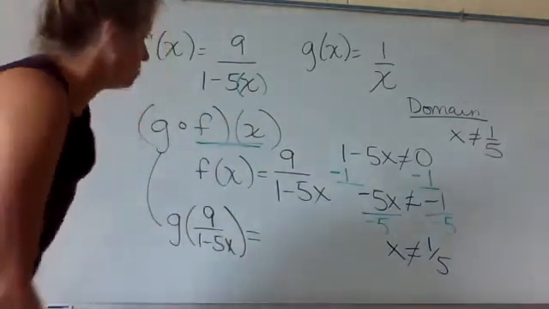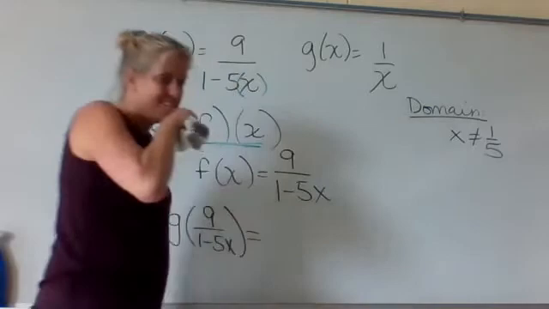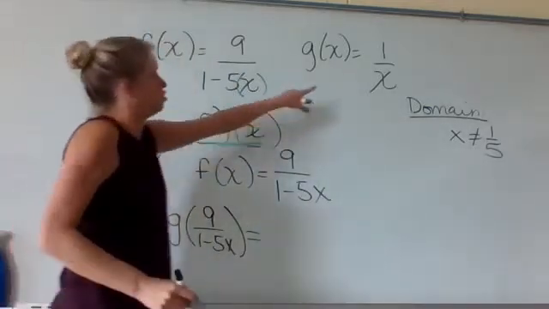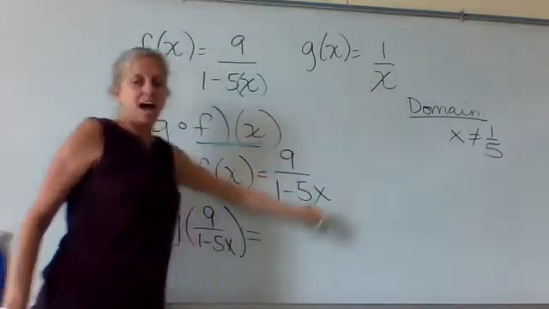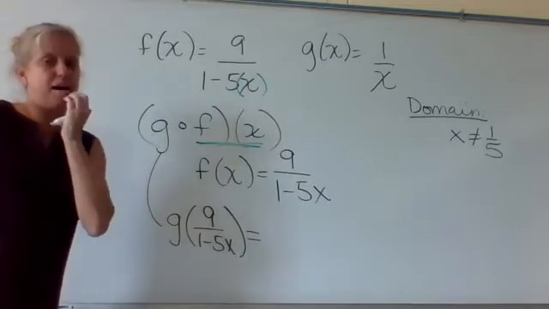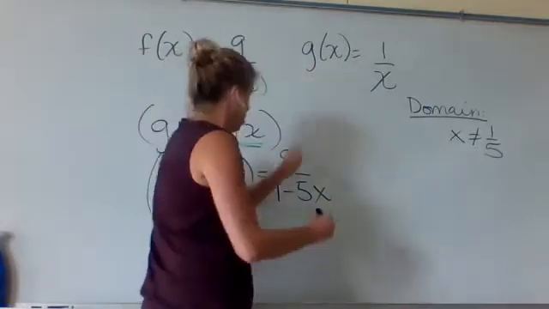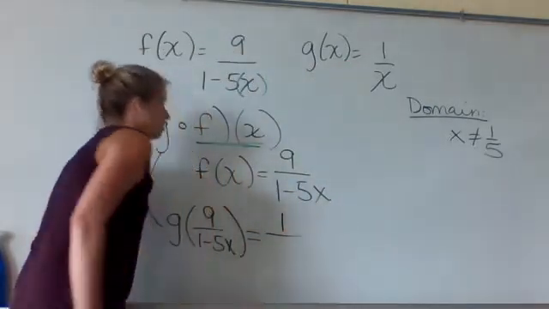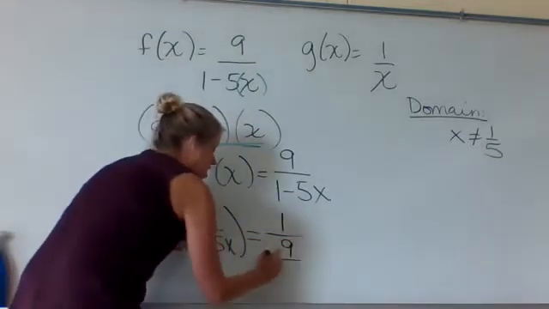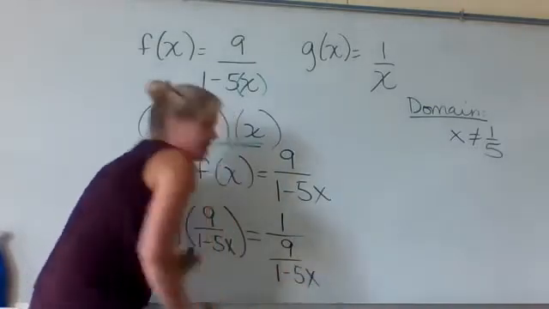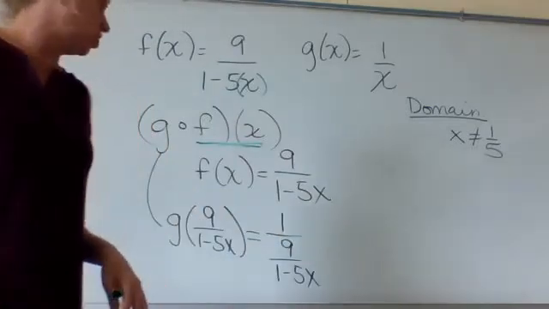So what does that mean I'm supposed to do? I'm supposed to go to my g function, and wherever I see an x, I'm supposed to put in 9 over 1 minus 5x. So let's look at what that looks like. Go into g. I have 1 over... what do I put in place of x? All this, so 9 over 1 minus 5x. So once again, I just need to clean this up to get my answer.